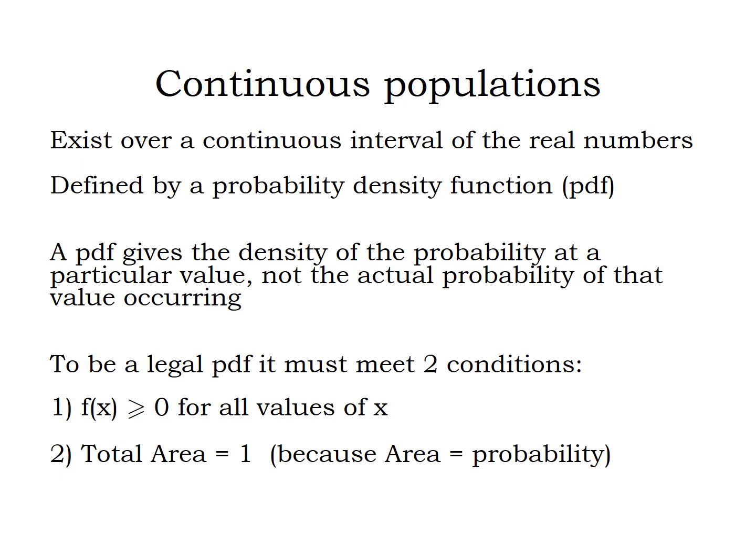To be a legal probability density function, you have to meet the two conditions. The first condition says that the density function, f of x, has always got to be positive or 0. That is, the graph can never drop below the x-axis.